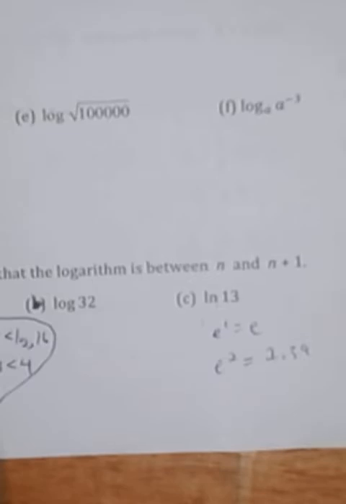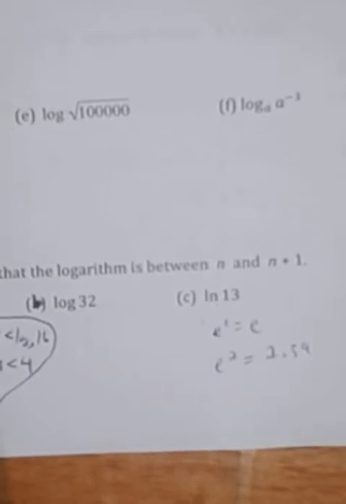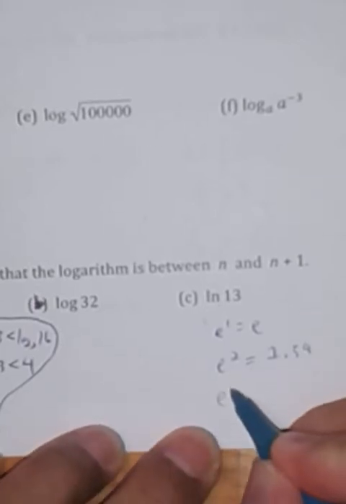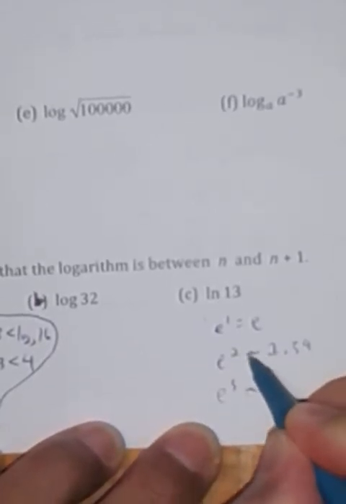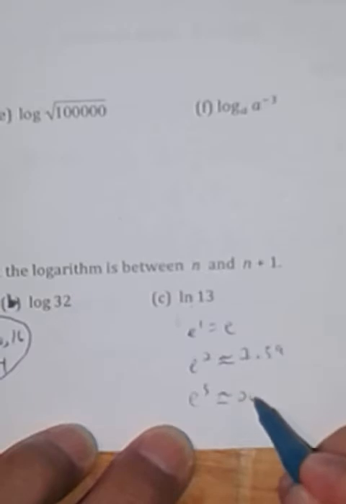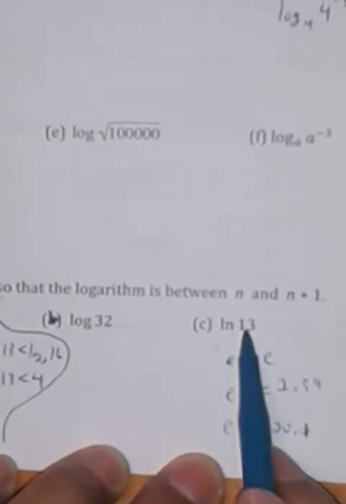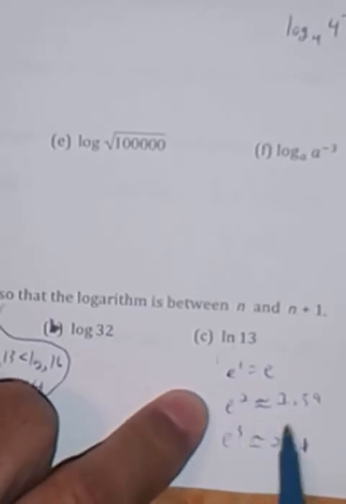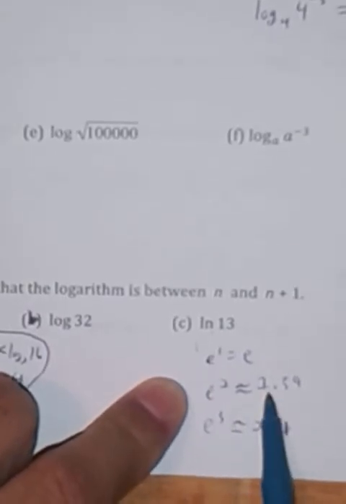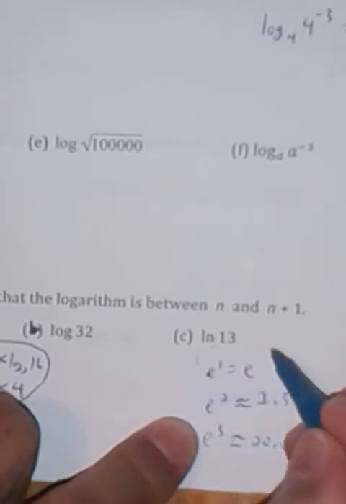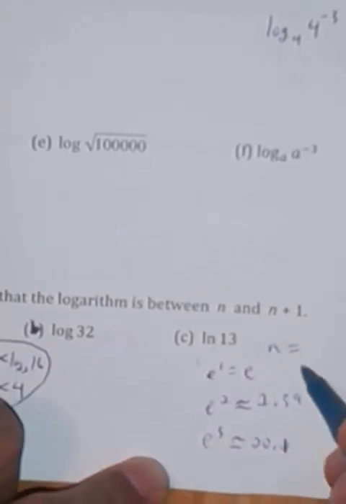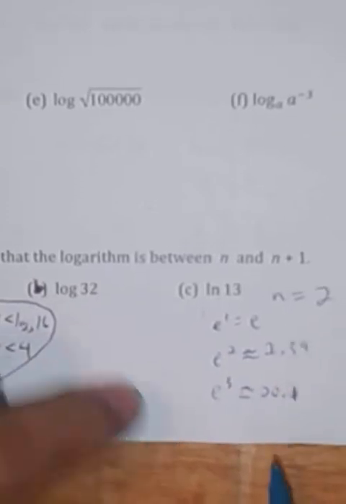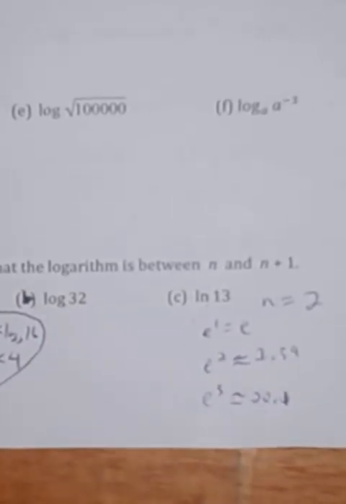e to the third, my calculator says, is approximately 20.1. And that's way over 13, right? So e to the ln of 13 is between 2 and 3, because 13 is between 7.39 and 20. So n equals 2, right? It's the first number, between 2 and 3, so n equals 2. All right, and we'll leave B and D for class.